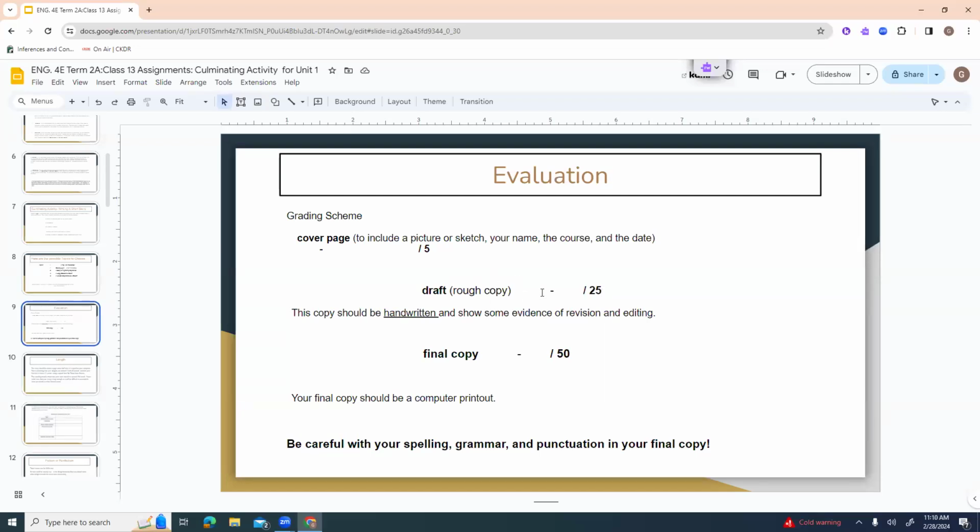Then after you have done that, you're going to go through, do the revising and the editing, and there should be significant changes. Then hand in the new copy, which is worth 50 marks. So I should see some big changes between the rough draft and the final copy because this is doubled. So there should be some huge changes. The rough copy should be handwritten and the final copy should be a computer printout. Remember that in your final copy, be careful with your spelling, grammar, and punctuation because they count more there.